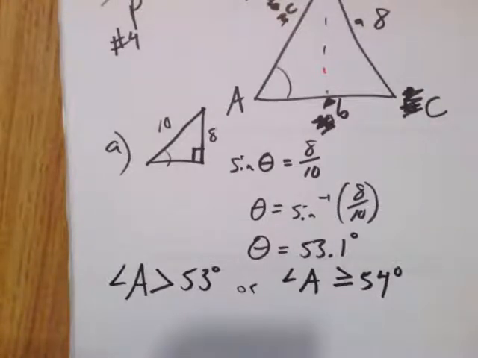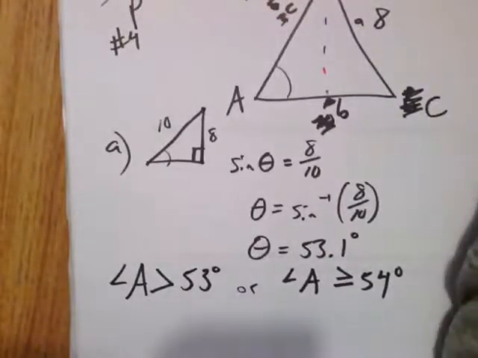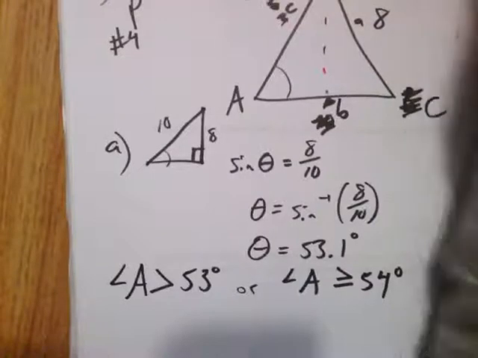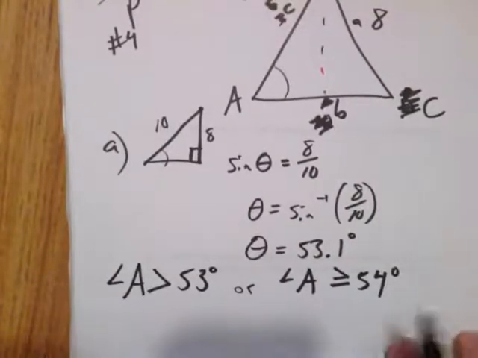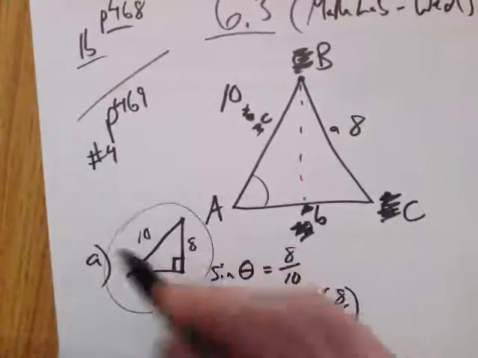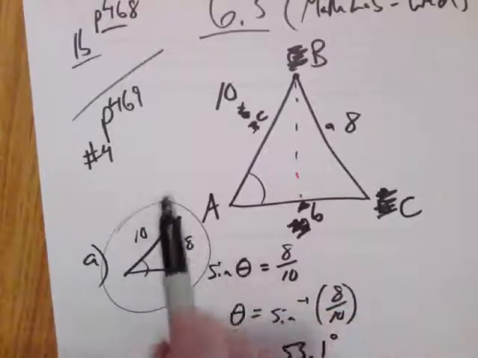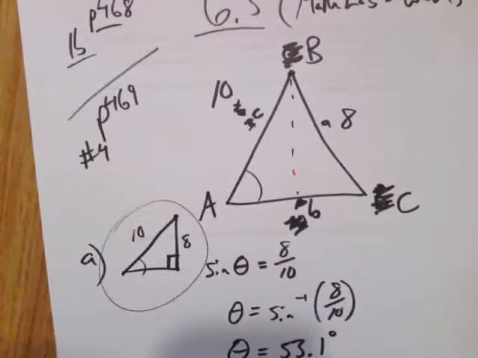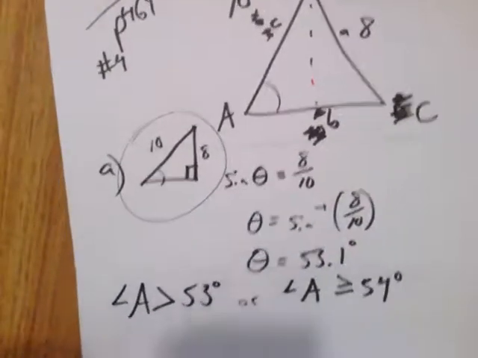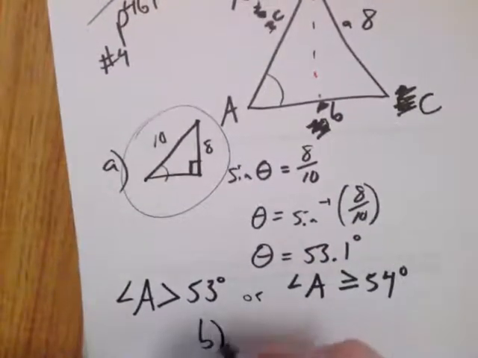Cool. Now, for part B, it says when one right triangle is possible. Well, we figured that out. That's 53 degrees. This is one situation: this side of 8 can't move either way, otherwise it's not going to touch. So part B is just 53 degrees.